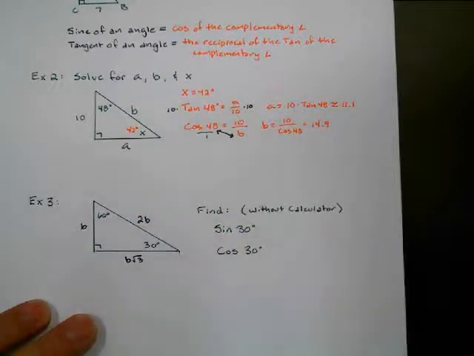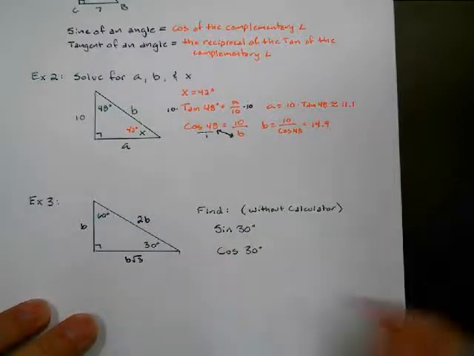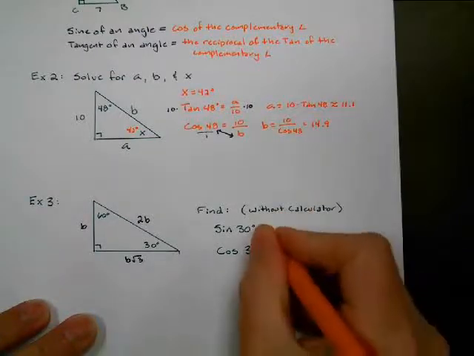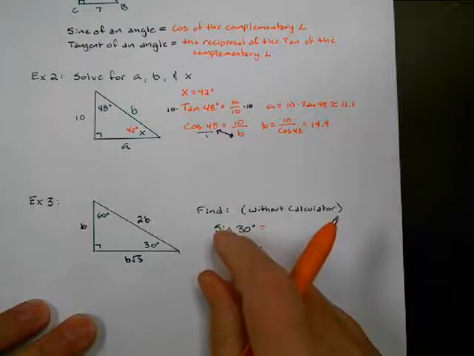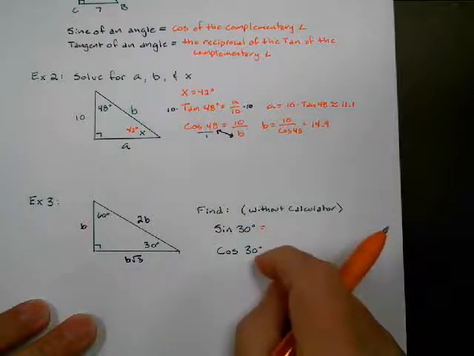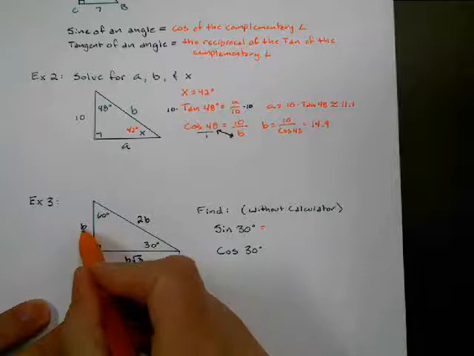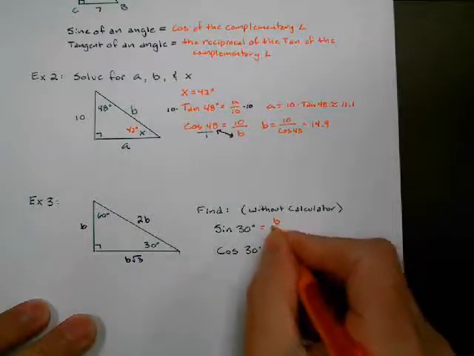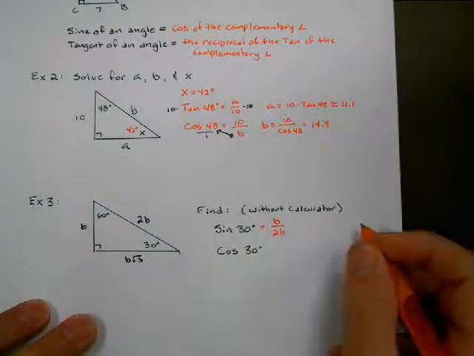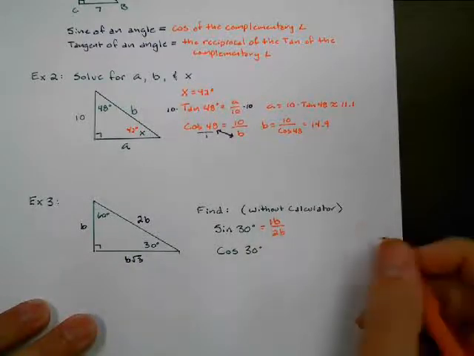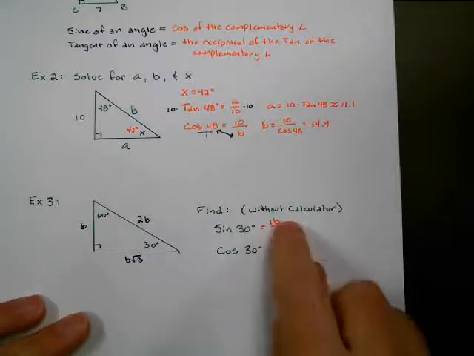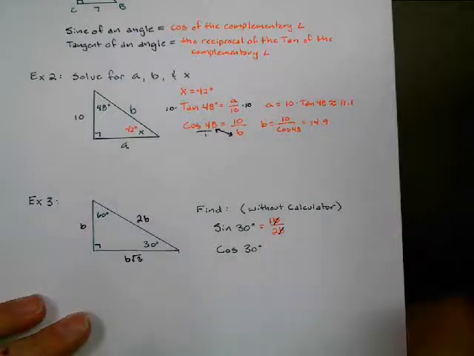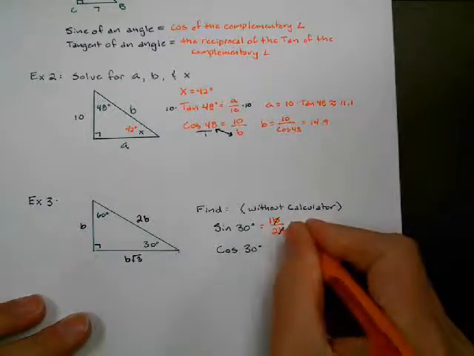So let's find the sine of 30 degrees. Okay. So the sine of 30, remember, sine is opposite over hypotenuse. So the opposite is b, the hypotenuse is 2b. So b over 2b. Well, this is like having 1b right there, right? Well, I got b over b. That means I can reduce the b's. So the sine of 30 is always going to be 1/2.